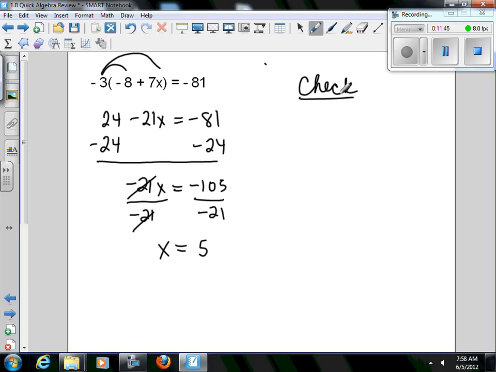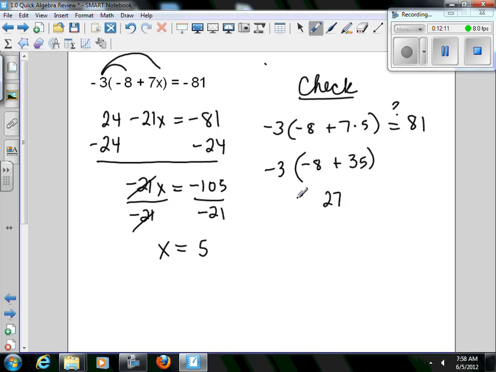If we check it, we have negative 3 times negative 8 plus 7 times 5, and we want to know, does that equal negative 81? Well, in the parentheses, we'll do the multiplication first. 7 times 5 is 35. And I have negative 8 plus 35, which gives me 27. So I have negative 3 times 27, which does indeed give me negative 81.